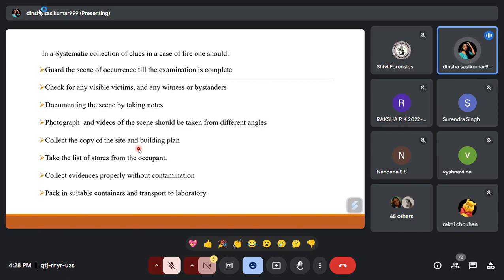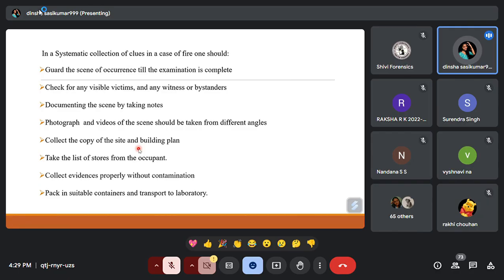Then collect evidences properly without contamination. So we have to prevent contamination in all possible manners during the investigation process, collecting evidences properly without causing any damage or contamination to the evidences. We will discuss these in detail, that is collection and packaging. We have to discuss in detail when it comes to an arson scene.